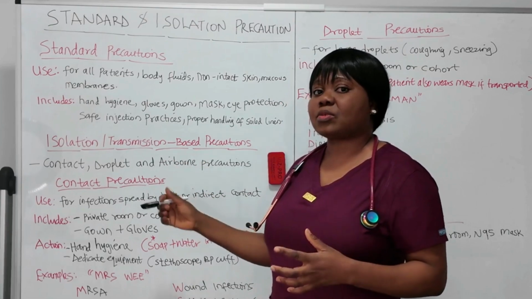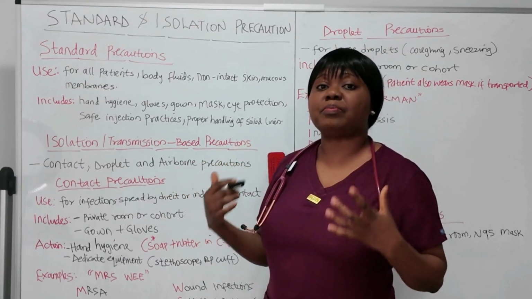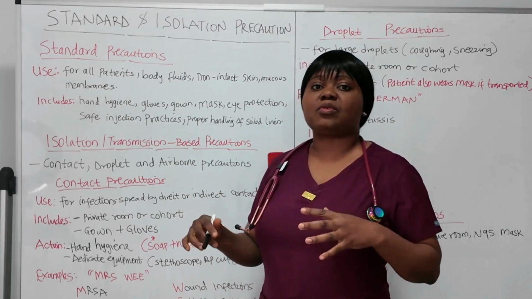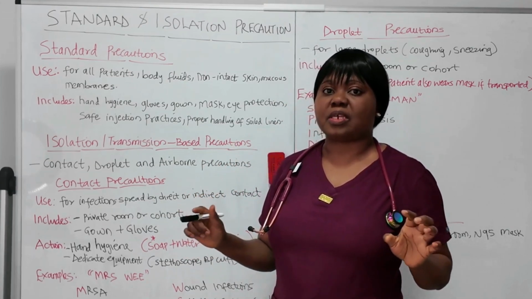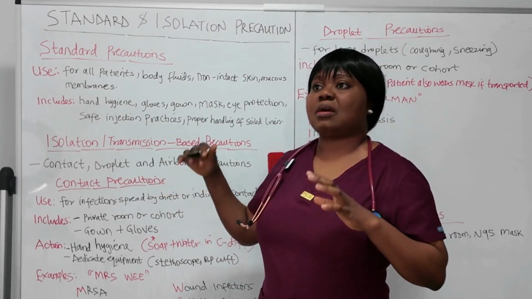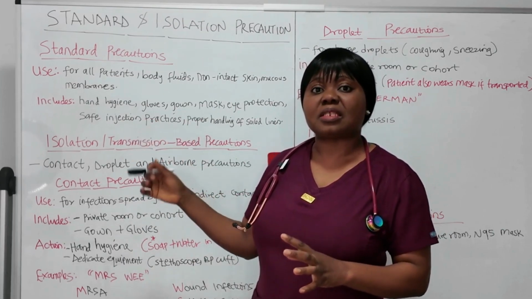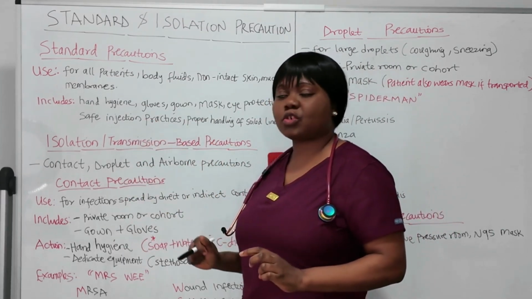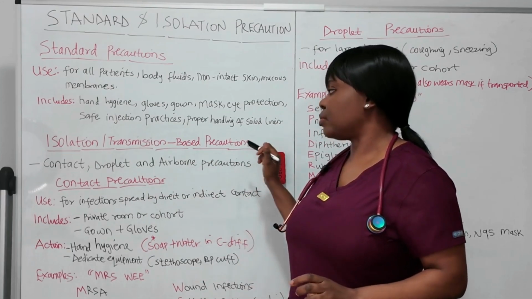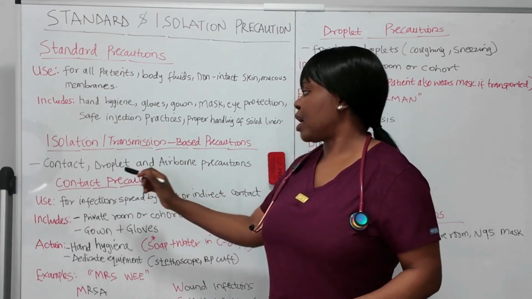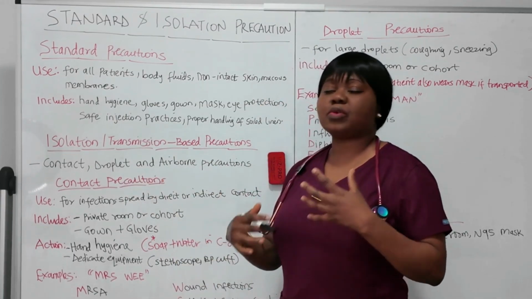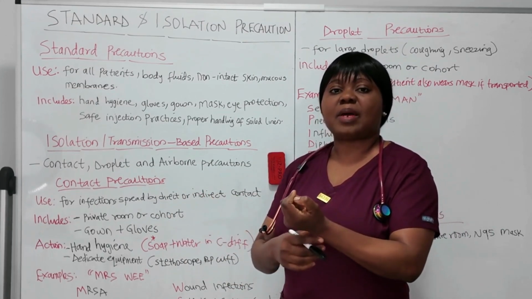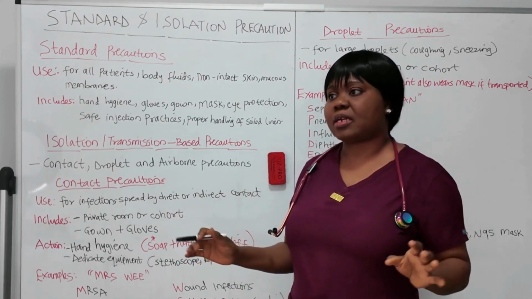Now we look at isolation or transmission-based precaution. This one is specific to a particular disease process, and we use it at times in addition to standard precaution. Under this, we have contact precaution, droplet, and airborne precautions. First, we have contact precautions. This one we use for infection spread by contact, either by body contact directly or indirectly.